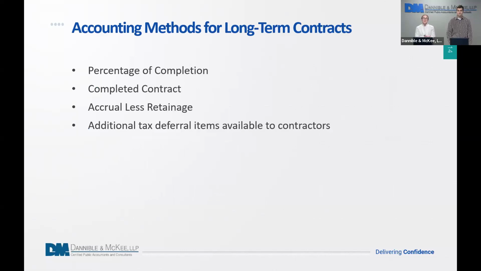So some accounting methods for long-term contracts include percentage of completion, completed contract, accrual less retainage, and then there are some additional tax deferral items available to contractors that I'll be going through for you.